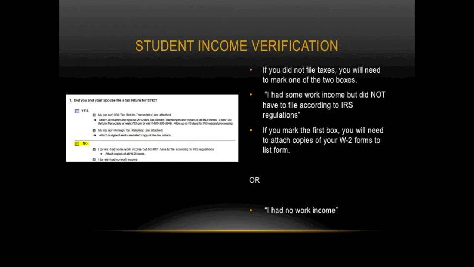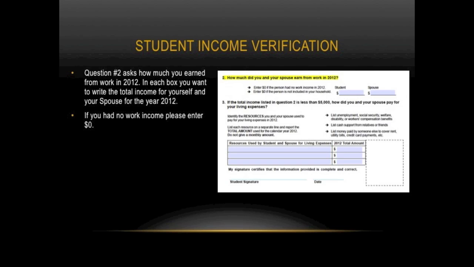If you did not file taxes, you will need to mark one of the two boxes: had some work income but did not have to file according to IRS regulations, or I had no work income. If you marked the first box, you will need to attach copies of your W-2 forms. Question 2 asks how much you earned from work in 2012. In each box, you want to write the total income for yourself and your spouse for the year 2012. If you had no work income, please enter $0.